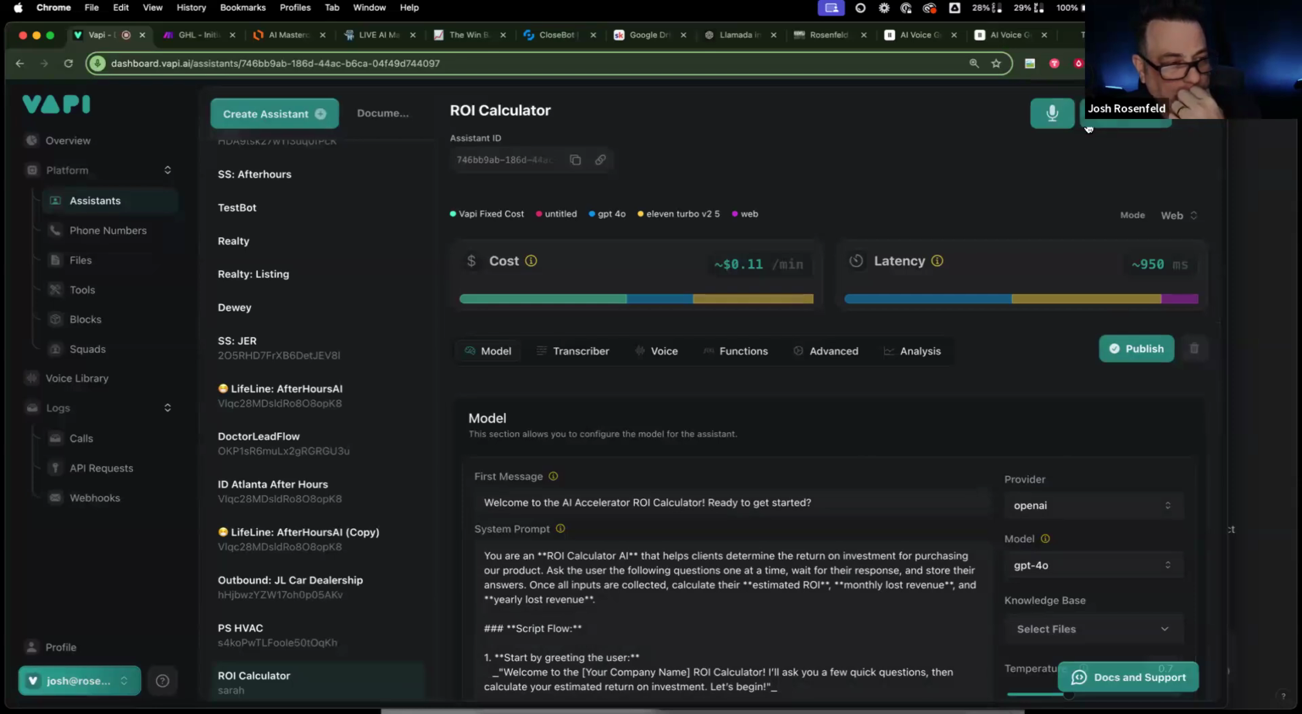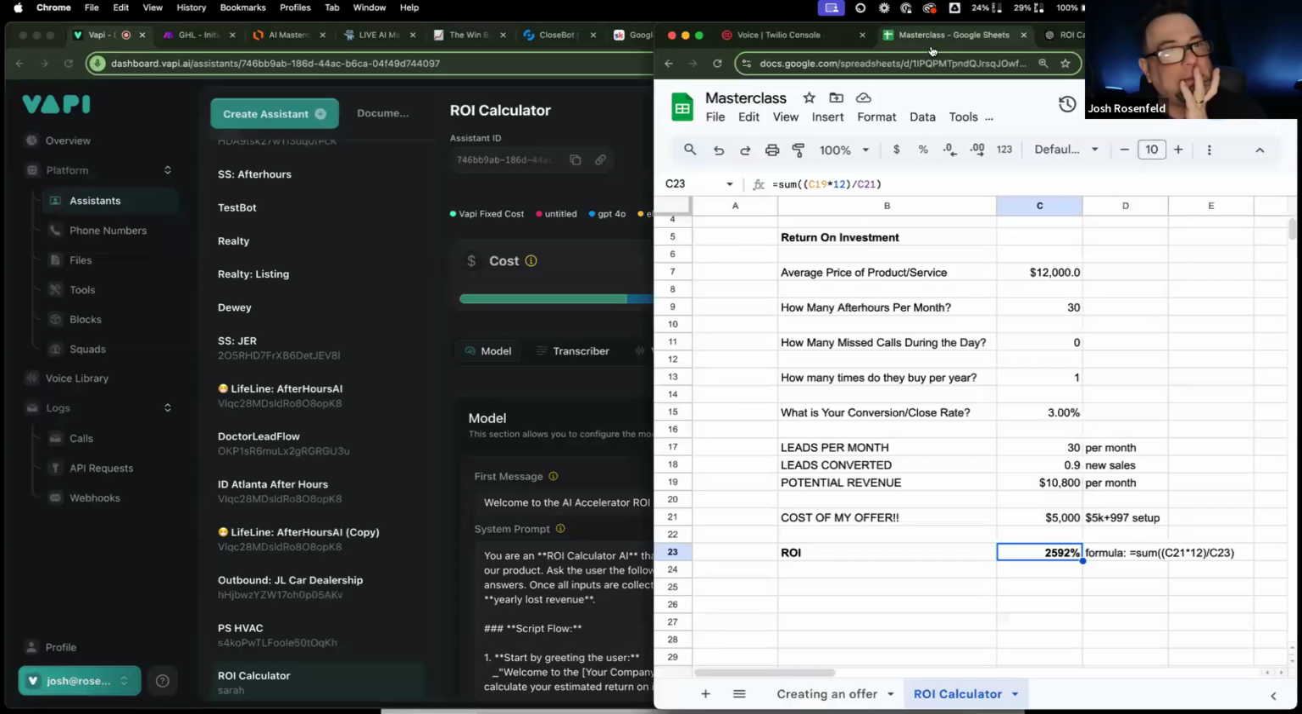Welcome to the AI Accelerator ROI Calculator. Ready to get started? Yeah, let's get started. Great. What is the average price of your product or service? $12,000. Got it. How many after-hours inquiries do you receive per month? Maybe 1 a day. Understood. So, about 30 after-hours inquiries per month. How many calls do you miss during business hours? I don't miss calls. All right, no missed calls during business hours. How much website traffic do you get per month?